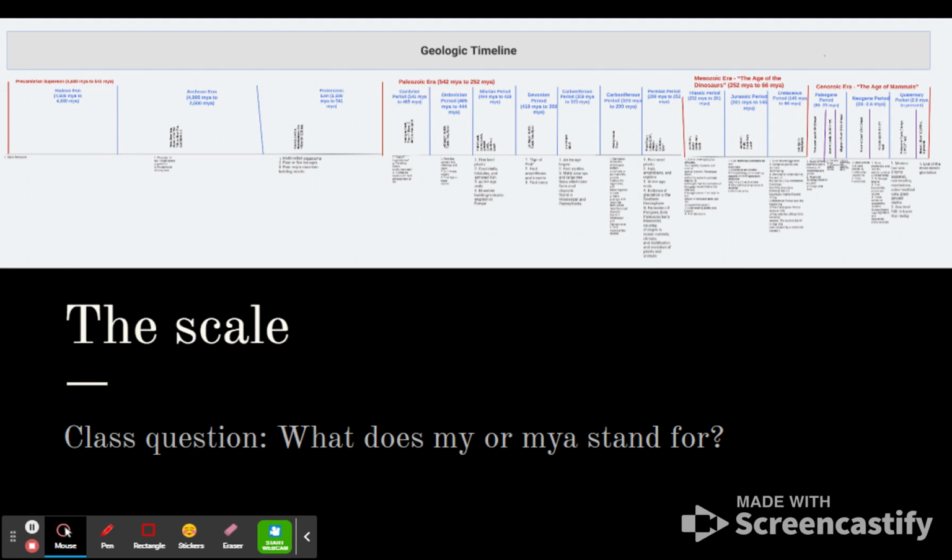Class question. What does MY or MYA stand for? Millions of years ago. Okay, so MY would stand for millions of years. MYA, millions of years ago. Thank you.